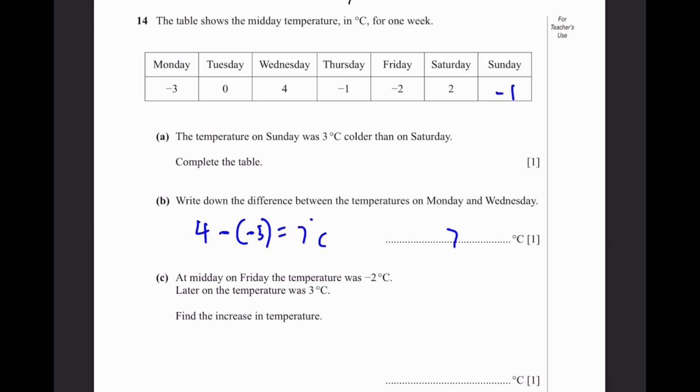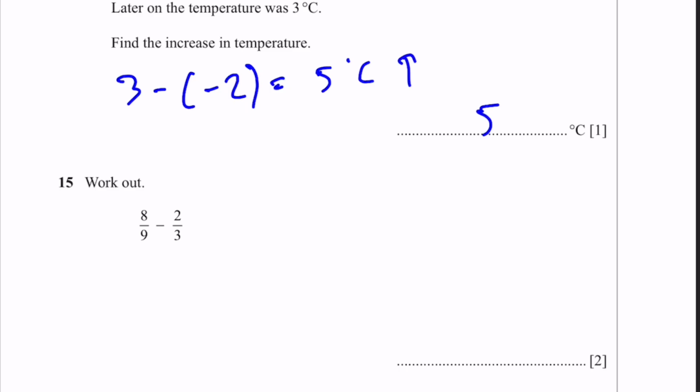C. At midday, the temperature on Friday was -2 degrees. Later on, the temperature was 3 degrees Celsius. Find the increase in temperature. So the increase is the ending temperature minus starting temperature. That means 3 minus negative 2, which is equal to 3 plus 2, 5. 5 degrees Celsius increase.